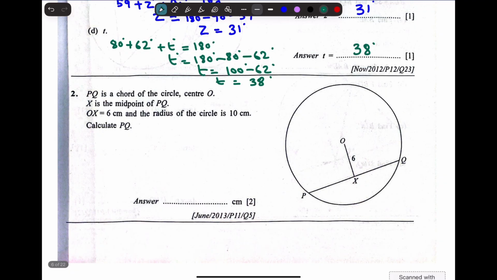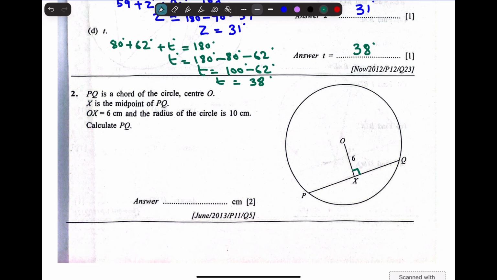Okay. So PQ is a chord of the circle with center O. So PQ is a chord. This is the center. X is the midpoint of PQ. If X is the midpoint of PQ, we can safely assume that OX is a perpendicular bisector of PQ. Okay, so this is a 90-degree angle. OXQ is 90 degrees. So OX is 6 and the radius of the circle is 10.